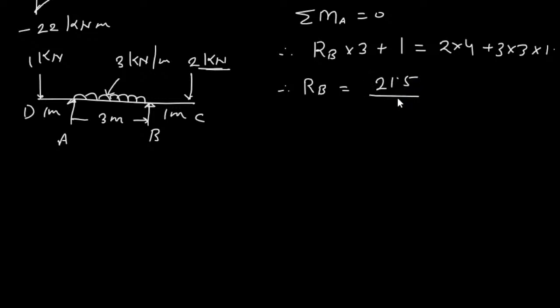21.5 divided by minus 1 divided by 3. Okay, this one will go on that side. So it is minus 1 divided by 3. So 6.83.